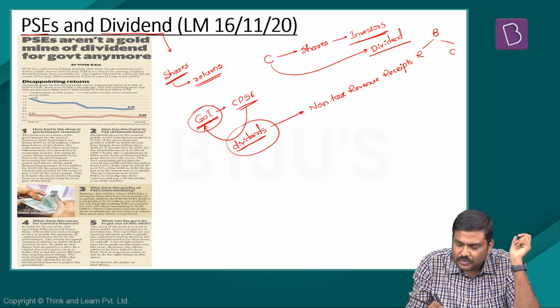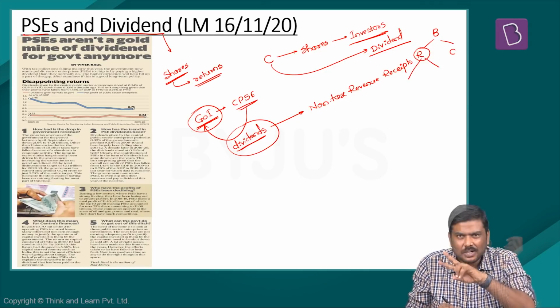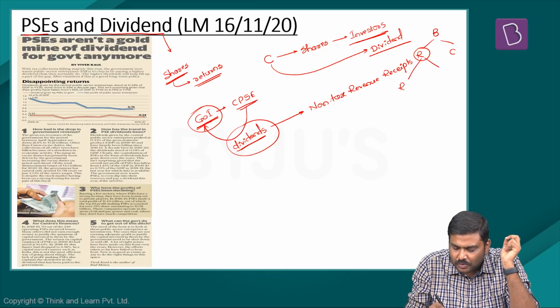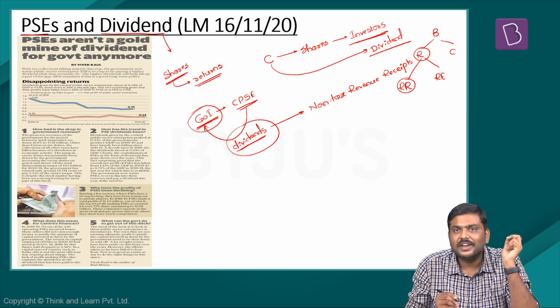Now, I'll be focused on the revenue side. Within the revenue side, there are two sides. One is called revenue receipts and the other one is revenue expenditure. Focus on the first one again here.